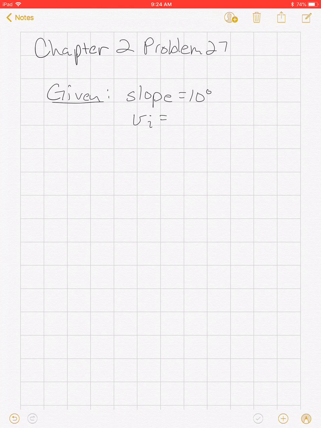Okay, so let's start out with what are we given? Our given is that the slope is equal to 10 degrees. Our initial velocity is equal to 30 meters per second. And our final velocity, of course, will be 0 because it's going to stop and then it's going to roll back down. And then we're supposed to find how high does it go. So we'll call that delta x.